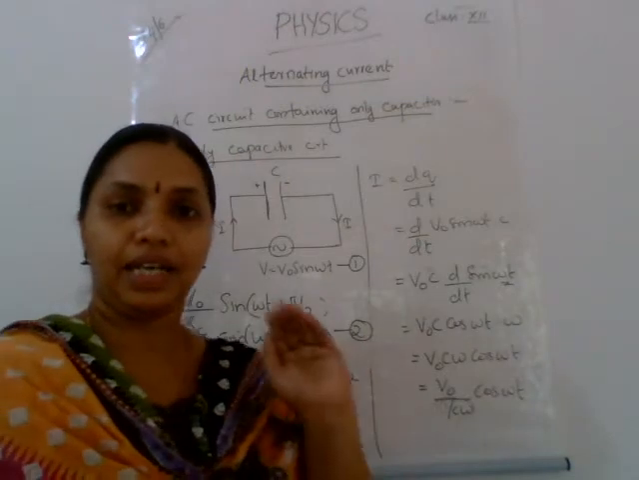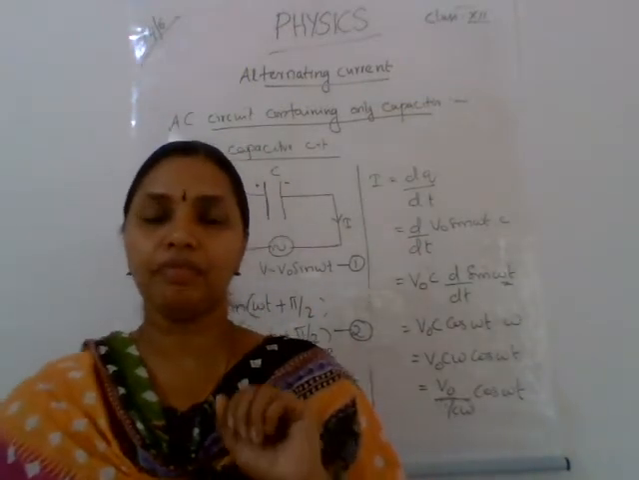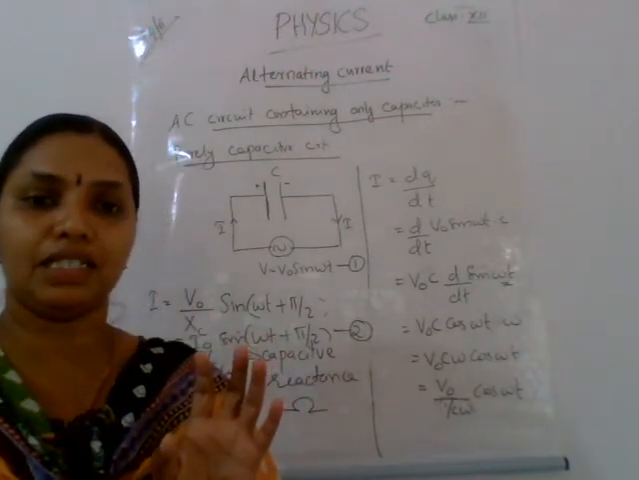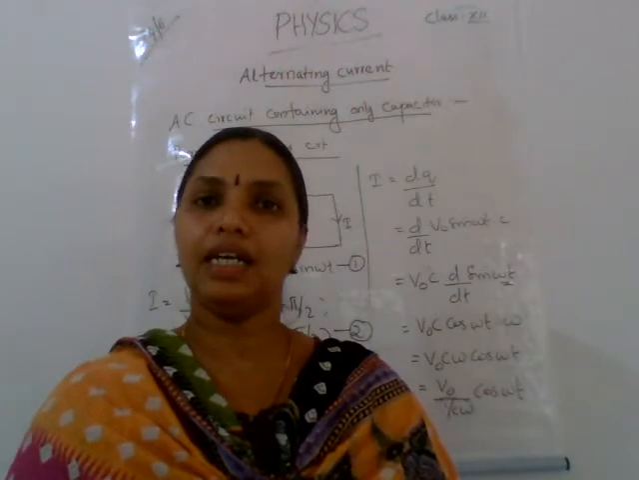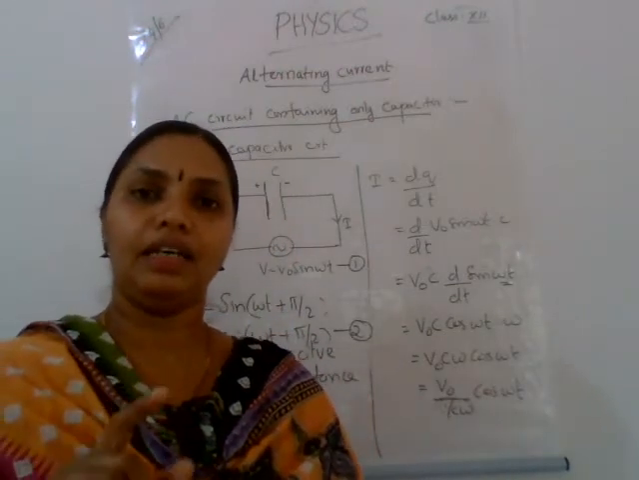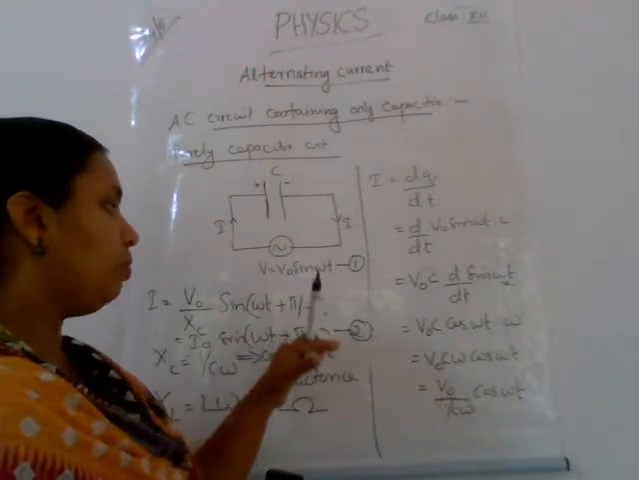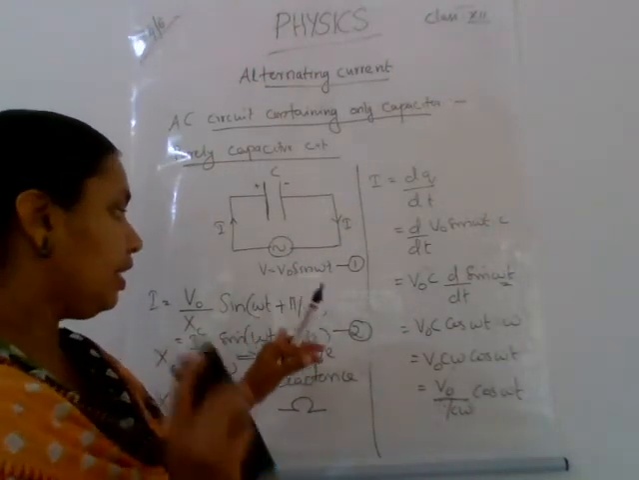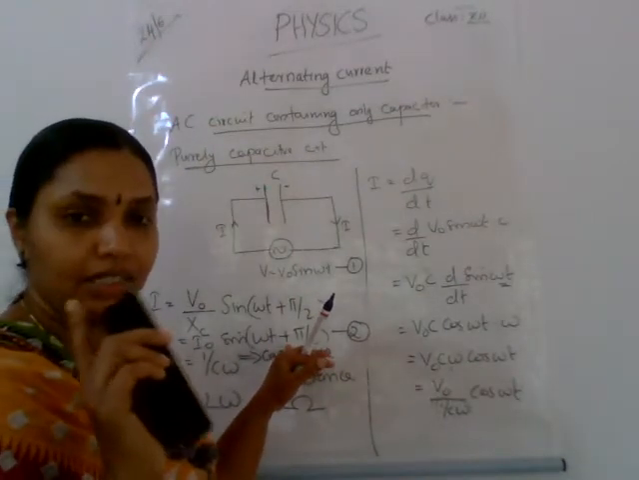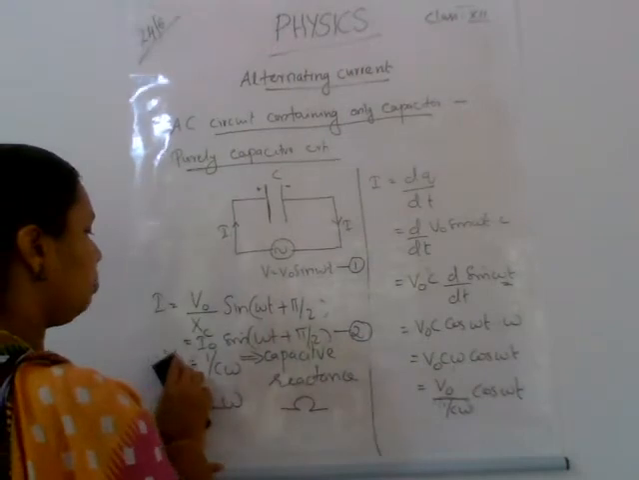We can generalize that in the case of an inductor and capacitor, there is a phase difference between voltage and current. And what is the phase difference? The phase difference is the same in both the cases. How much is it? Pi by 2. And what is the difference? In the inductor, it is minus pi by 2, and here it comes plus pi by 2.